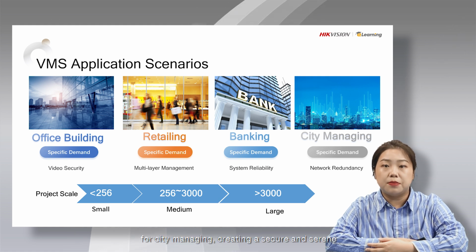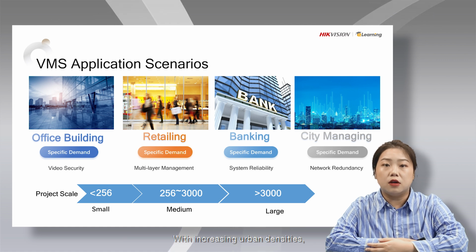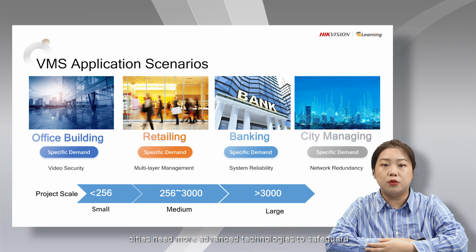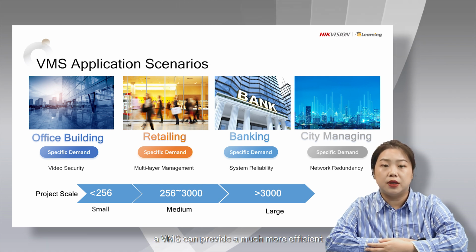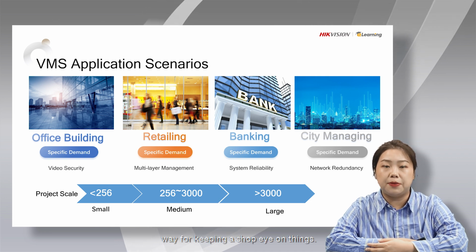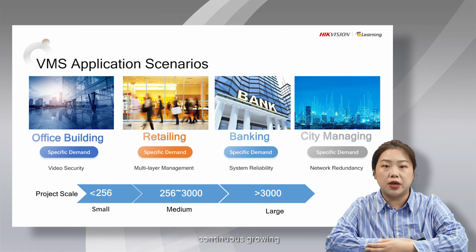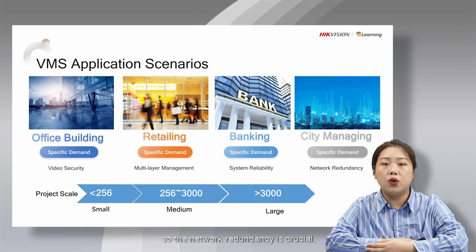Finally, for city management, creating a secure and serene environment is essential for cities to develop and thrive. With increasing urban densities, cities need more advanced technologies to safeguard people and property. A VMS can provide a much more efficient way of keeping a sharp eye on things. There will be a continuously growing number of security devices connected to the system, so network redundancy is crucial.